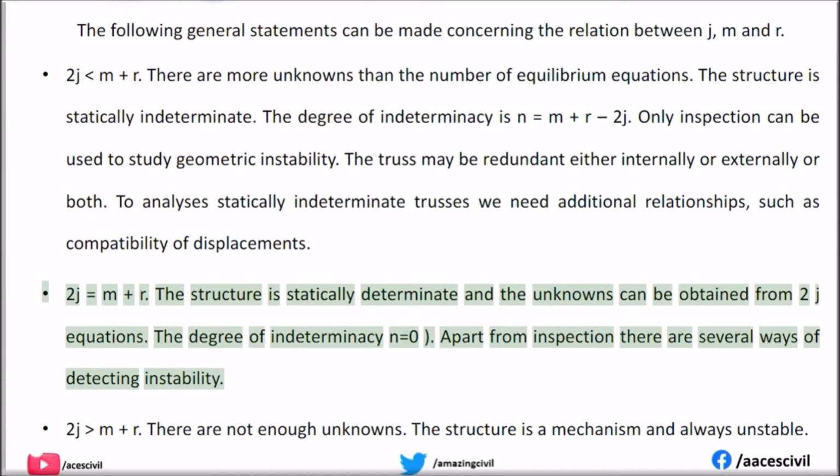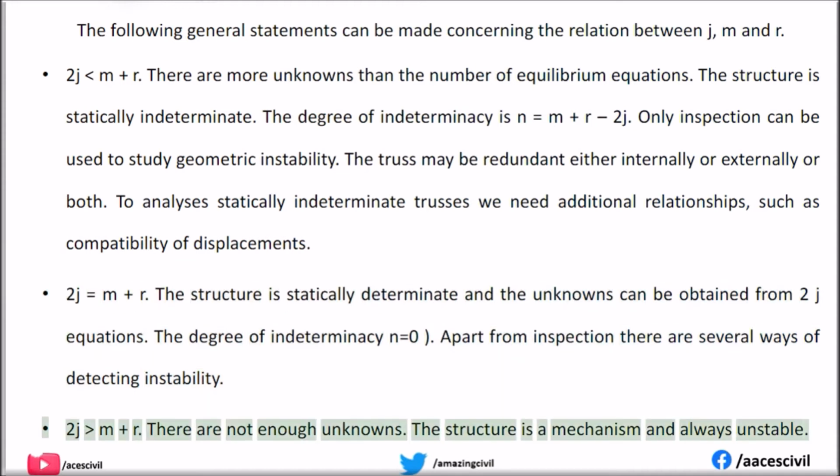2J equals M plus R. The structure is statically determinate and the unknowns can be obtained from 2J equations. The degree of indeterminacy N equals 0. Apart from inspection, there are several ways of detecting instability. If 2J is greater than M plus R, there are not enough unknowns. The structure is a mechanism and always unstable.